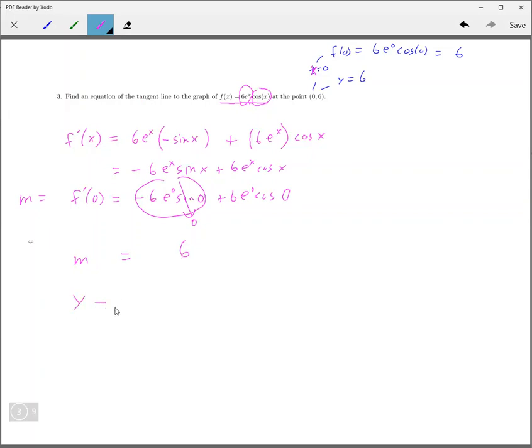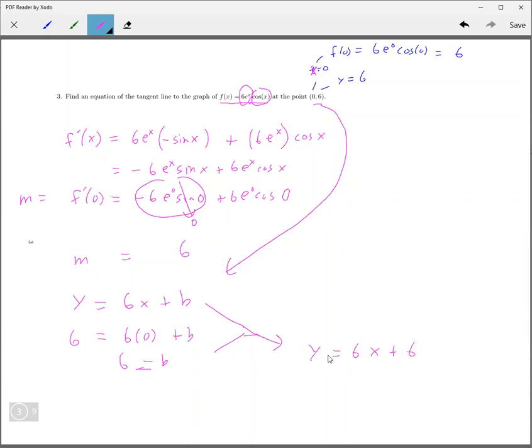Okay, so we have y equals 6x plus b. But we also know that it goes through that point, 0, 6. So plug a 6 in for y and a 0 in for x, and you have b is also 6. And so the equation is y equals 6x plus 6.